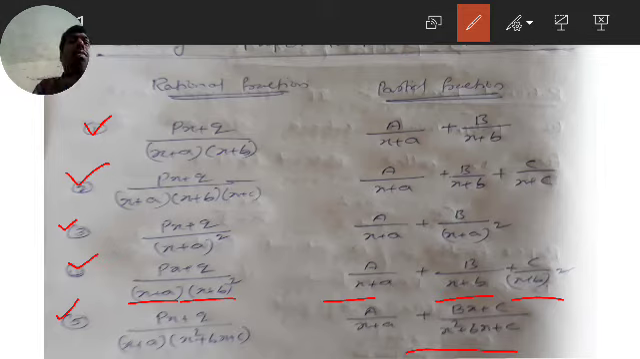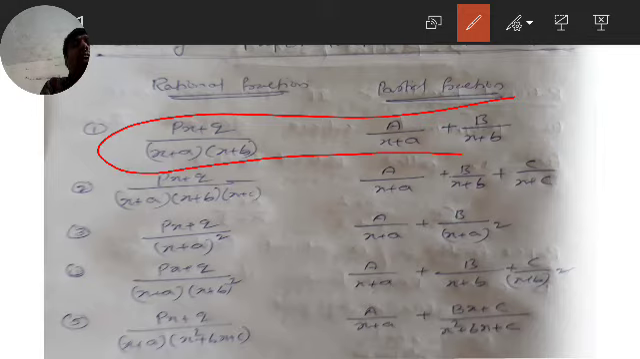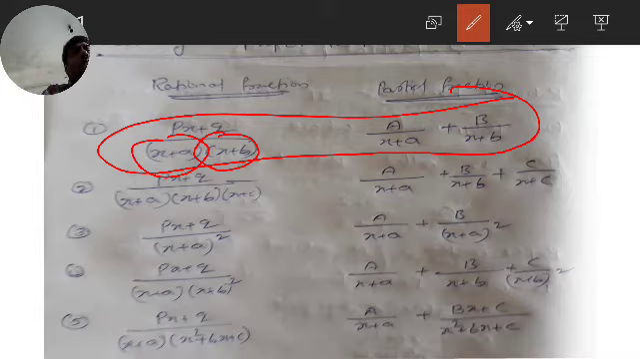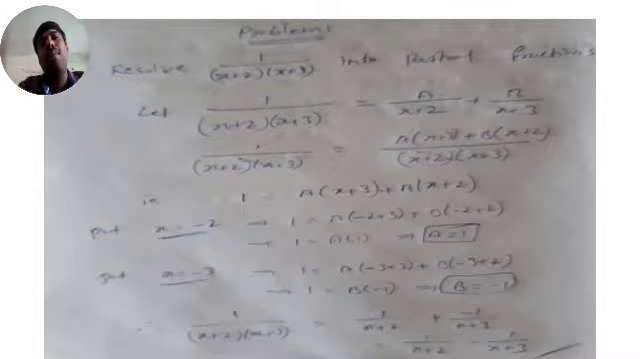Now, look at the first formula. We do problems on this. The first one: whenever there is a product of 2 factors, we write a by x plus a plus b by x plus b. So now we go to the problems and you see how the problems will be.